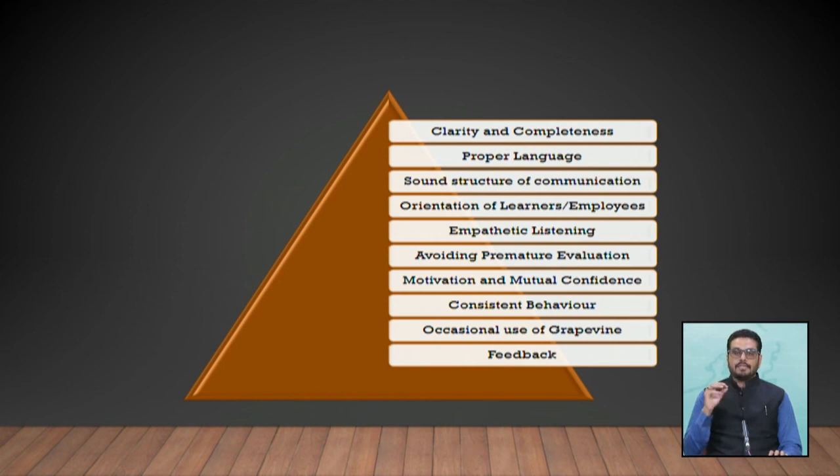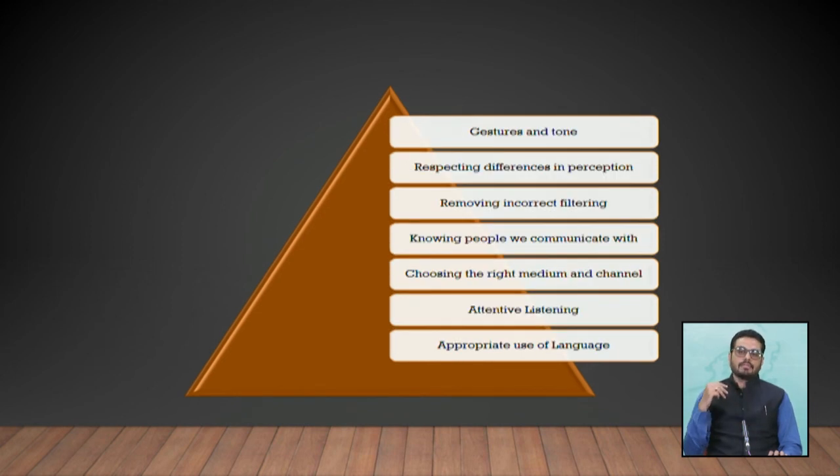Then, empathetic listening is very important. Avoiding premature evaluation, which was a barrier earlier on. Motivation and mutual confidence is very important. Consistent behavior is very important as well. Occasional use of grapevine, that means you should not be focusing only on the bottom-up way of communication or the top-down way of communication. Sometimes grapevine works as well, and feedback becomes important.